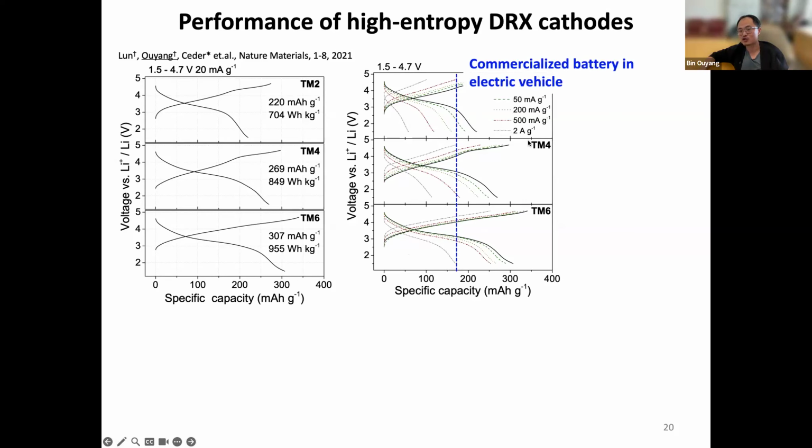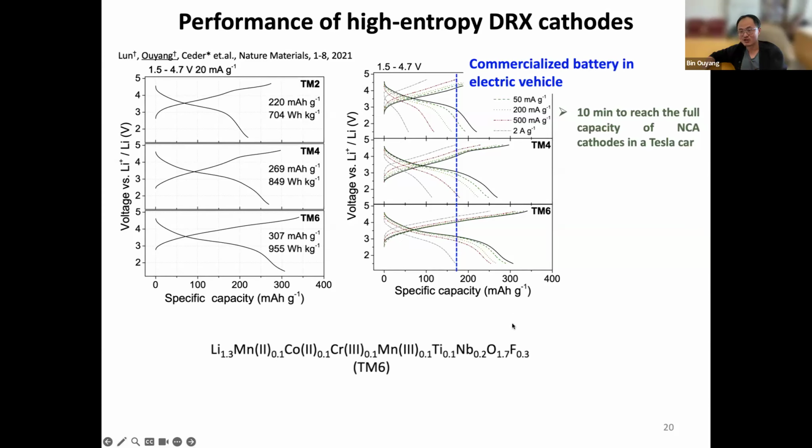But instead of charging that for a few hours, you only need to charge that in 10 minutes to reach the full capacity of, like, if you're driving a Tesla, hopefully you're using NCA cathode. So this is just sort of a comparison. Incredible. And the cool thing is, it's cheap enough.